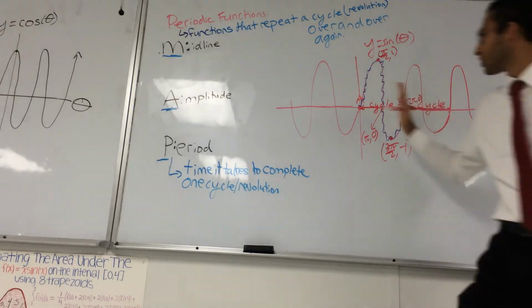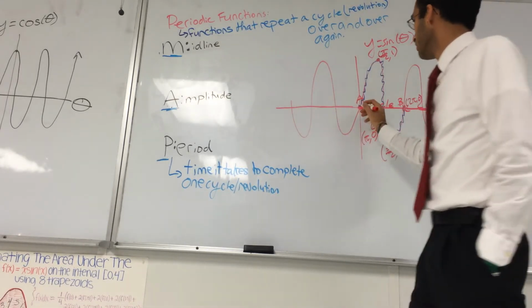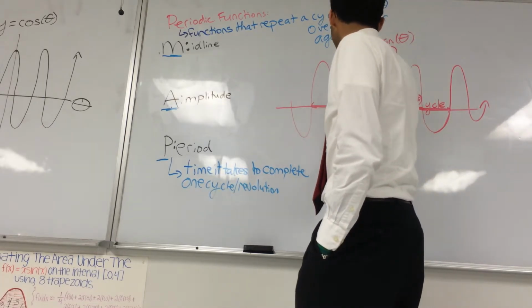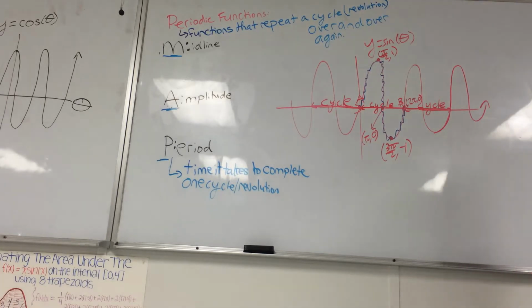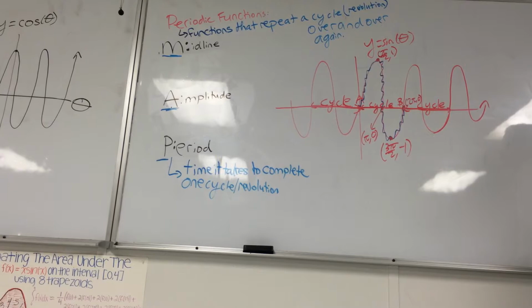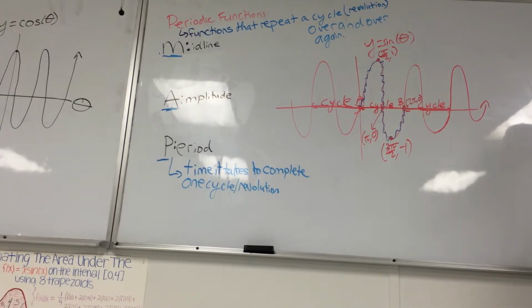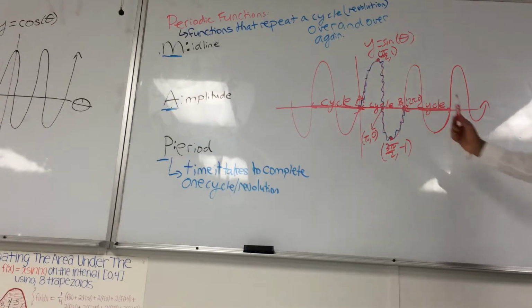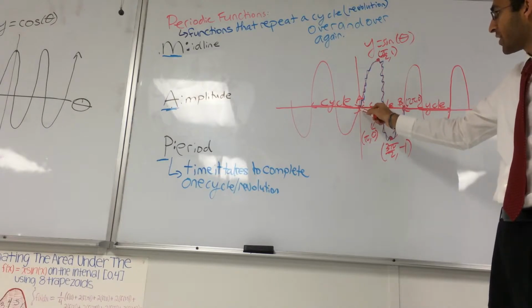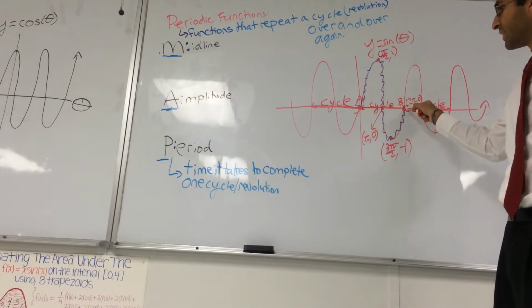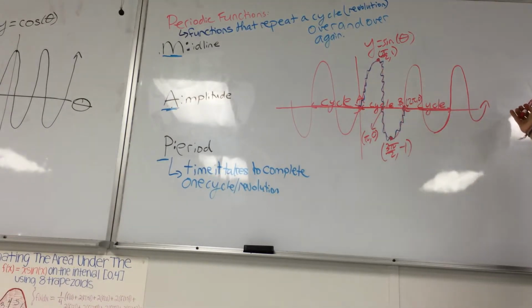And then we also have some cycles over here. The cycle over here is up to this point. Up to this point. All right? So these are the multiple cycles. And the period is how long is one cycle. Well, I started at 0, and the cycle ended at 2 pi. 2 pi minus 0 is just 2 pi.